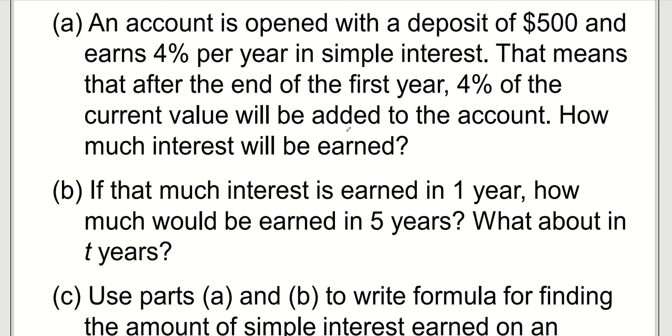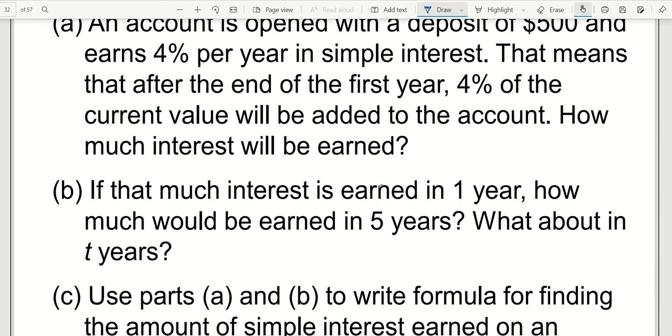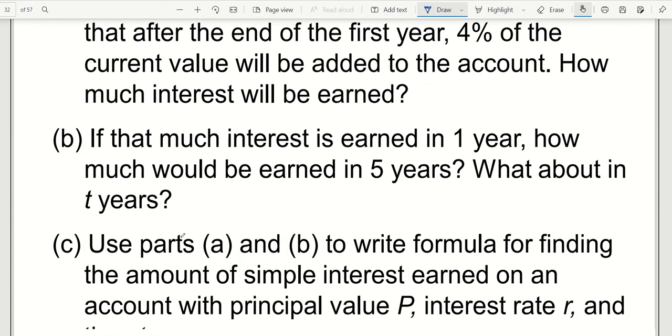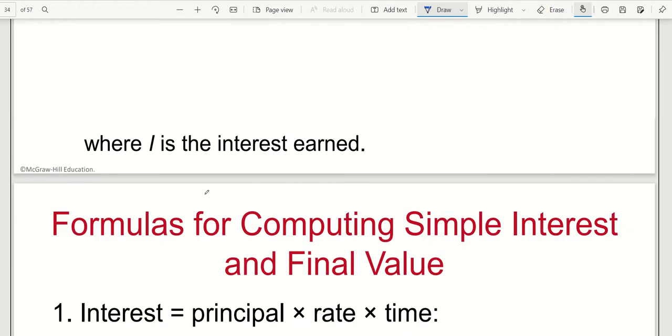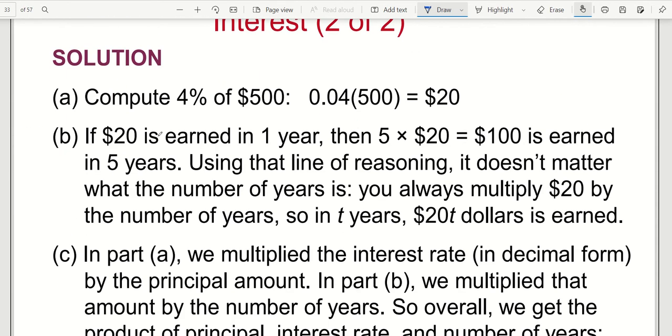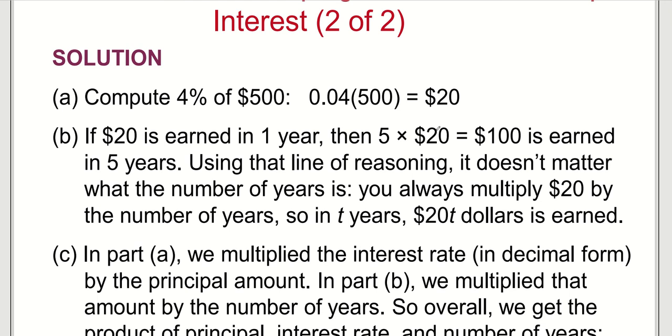Okay. The question says how much would be earned in 5 years, and then what about in an unknown number of years t? Well, let's think about part B here. We know that at the end of the first year, we're going to have $20. And if we leave it in for t years, then that's just simply going to be $20 times the number of years. So if we leave it in for t years, the total interest we would earn would be 20 times t.